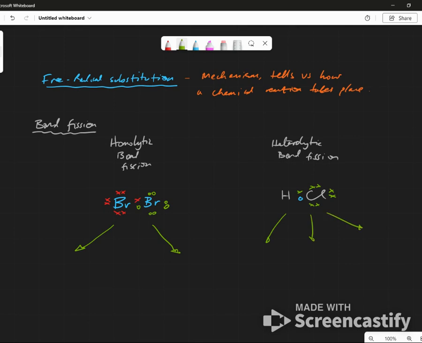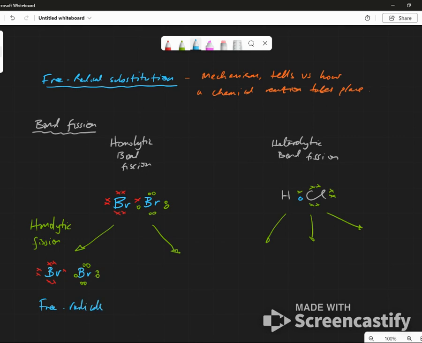Now bromine can just split apart evenly. If each bromine gets the electron that it had originally, we say it is homolytic fission. Homo means the same, lytic is to split. It splits the same. If bromine does this, we get two bromine atoms. These bromine atoms are known as free radicals.